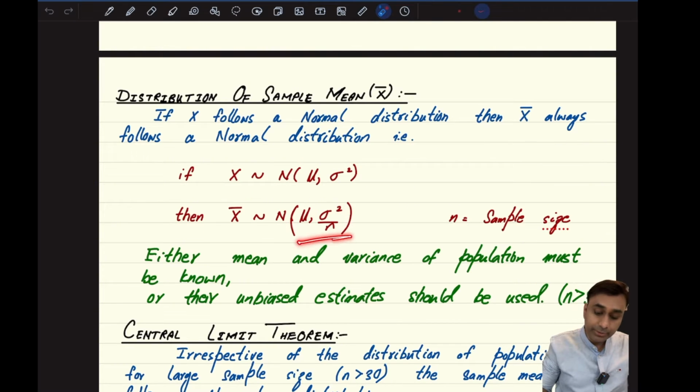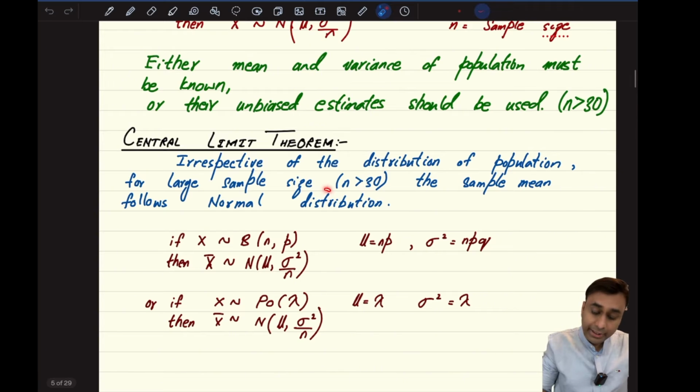But for this particular case, you should know the population variance. If n is less than 30, then you cannot use the unbiased estimate of the population variance, and such a situation should not come in your S2 examination.